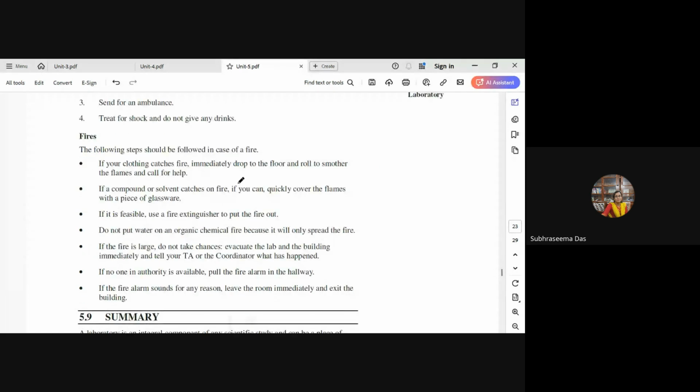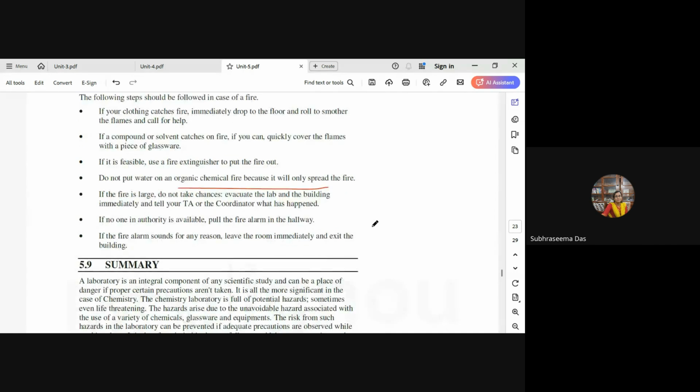So in case of a fire, if our clothing catches fire, we should immediately drop to the floor and roll to smother the flames. If a compound that we are working with catches fire, we should cover the flames. Lots of water should be used, but do not put water on any organic chemical fire because it spreads the fire. So we should wash our clothes but not put water on the organic chemical. If the fire is large, we should evacuate the lab immediately and then call for a fire alarm.